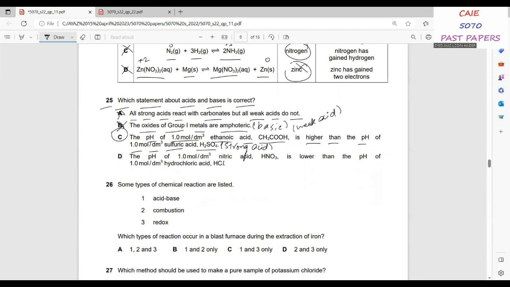For your convenience, I am reading the last statement also. D, the pH of 1 mole per dm cube nitric acid HNO3 is lower than the pH of 1 mole per dm cube hydrochloric acid. This is wrong. The reason is that both are strong acids, so both have lower pH.